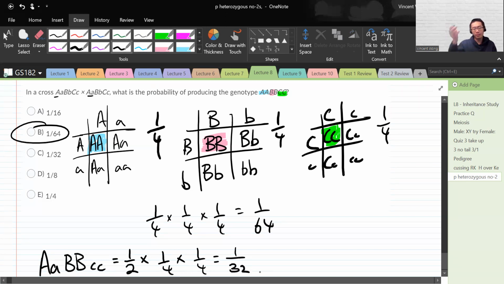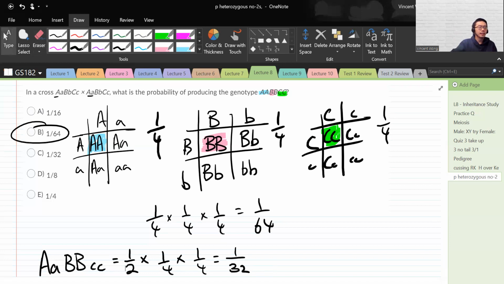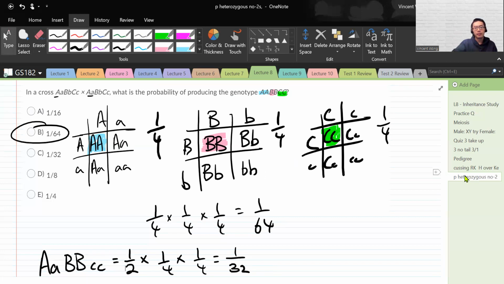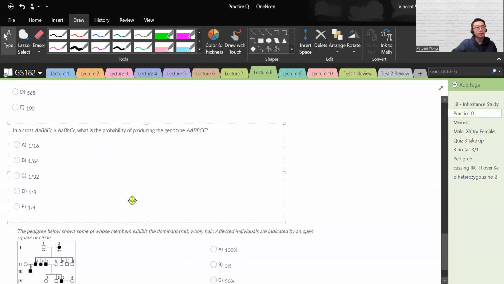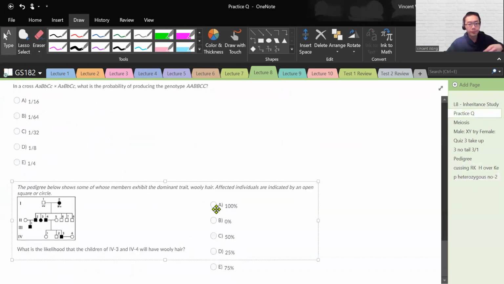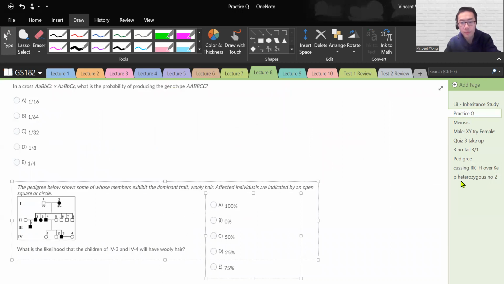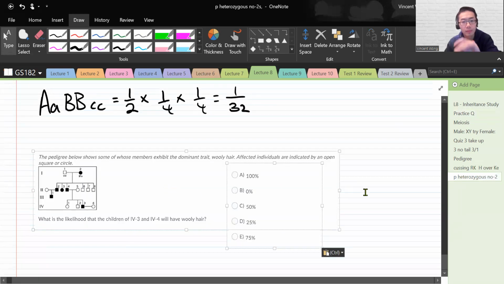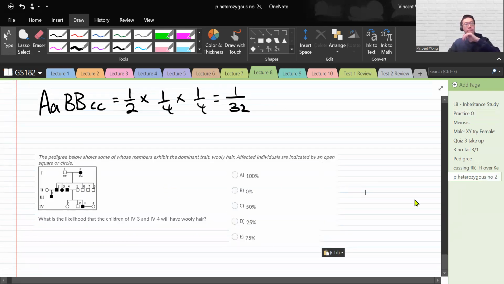Okay, so you don't have to do the big Punnett square. You can just do them separately like that. Any question about this? Let's do another one here.